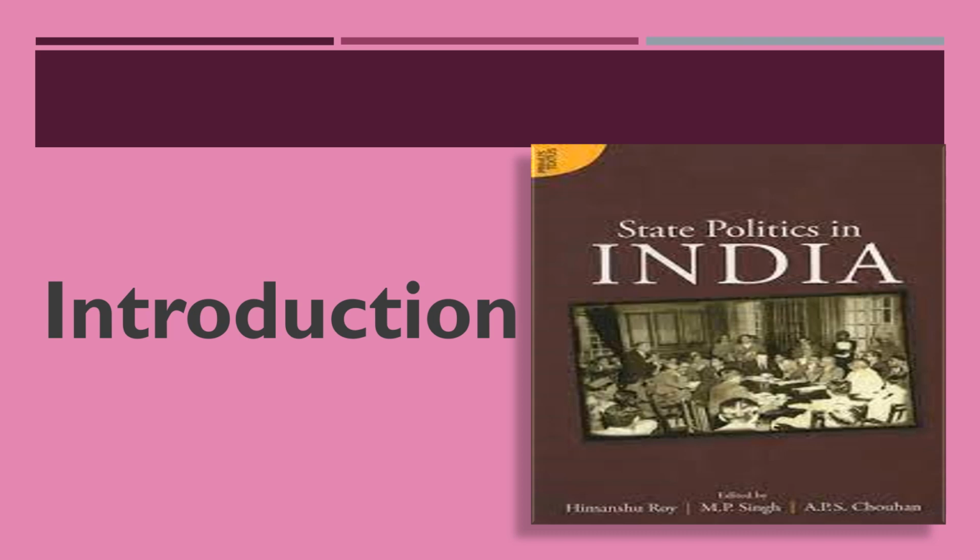edited by Myron Weiner. In a similar vein, Iqbal Narain edited a book, State Politics in India, 1976, which was the first attempt to cover politics in all states in India, including Assam and Jammu and Kashmir. Its predecessor, Weiner's book, did not cover all states.